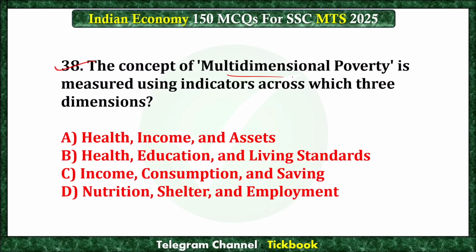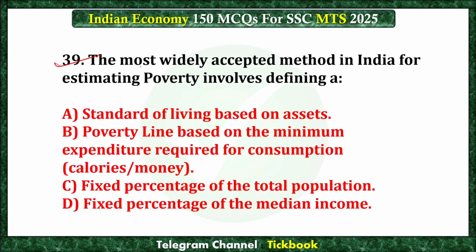38. The concept of multidimensional poverty index is measured using indicators across which three dimensions? Number B, health, education, and living standards. 39. The most widely accepted method in India for estimating poverty involves defining a option number B, poverty line based on the minimum expenditure required for consumption, calories per money.